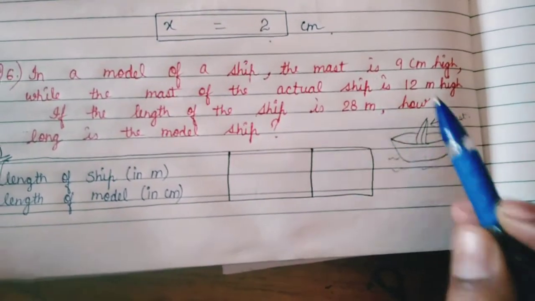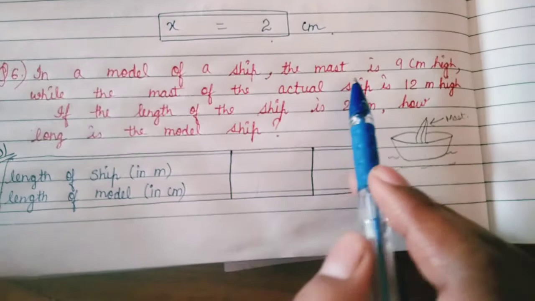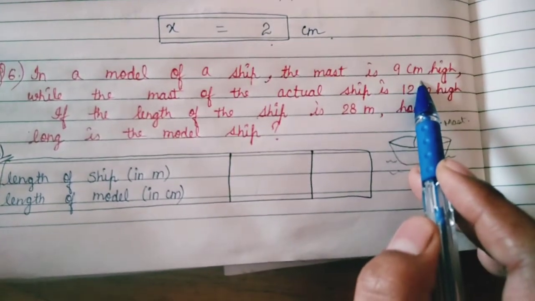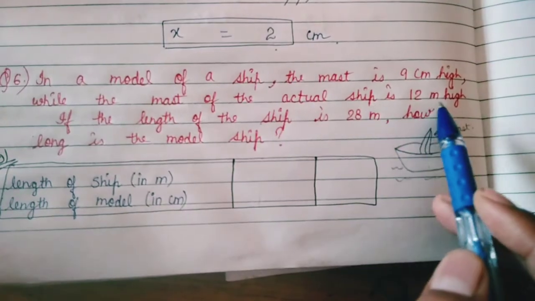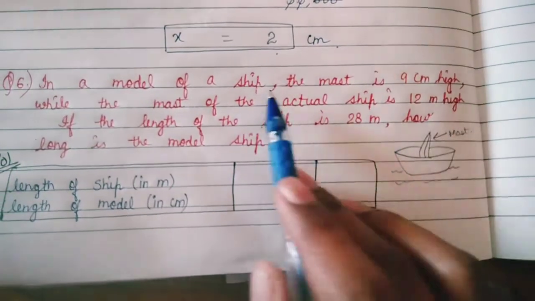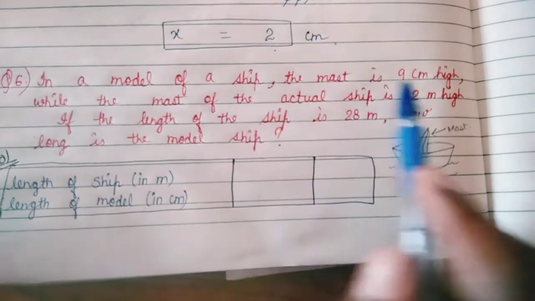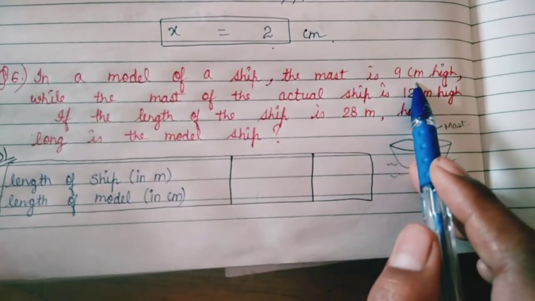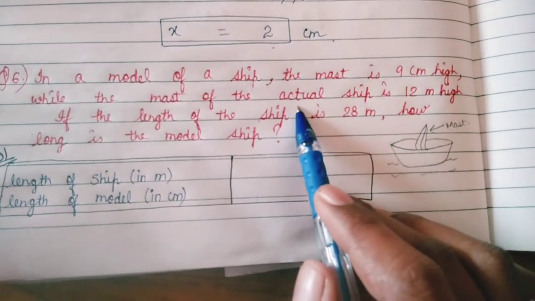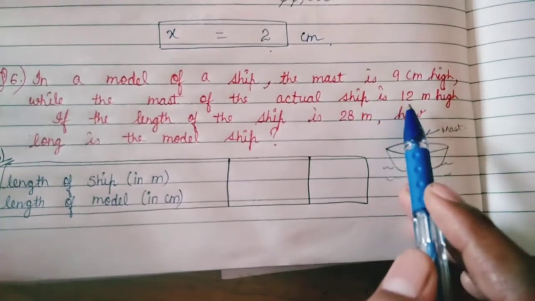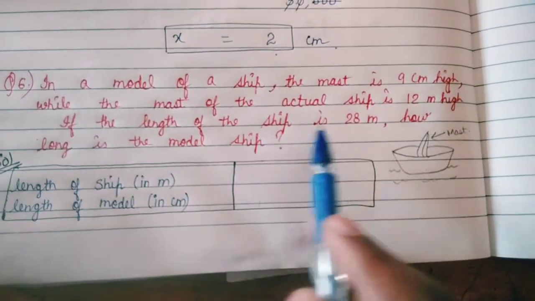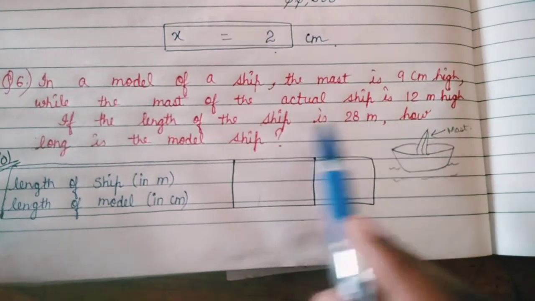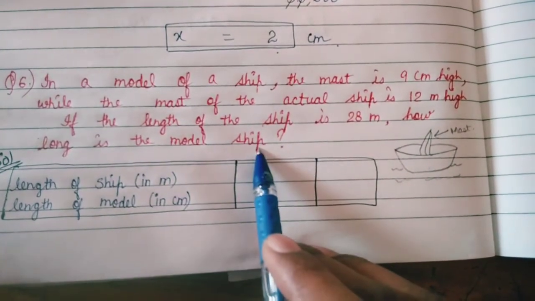You can see in the model, the mast length is 9 centimeter, while the mast of the actual ship is 12 meter high. So when in the small model the mast length is 9 centimeter, its opposite in the actual ship, its length is 12 meter high. If the length of the ship is 28 meter, how long is the model ship?